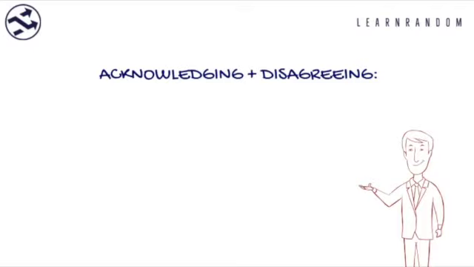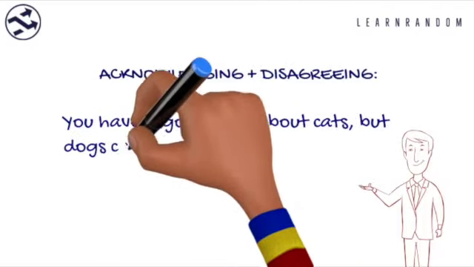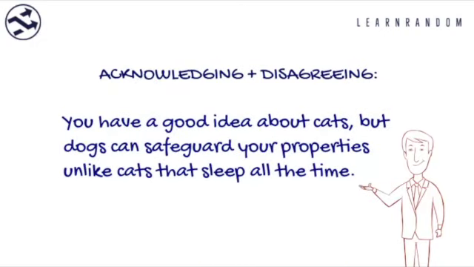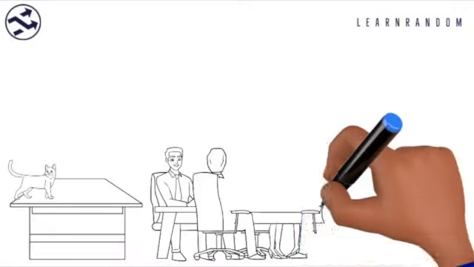For example, you have a good idea about cats, but dogs can safeguard your properties unlike cats that sleep all the time. And that would be all for running discussions effectively.